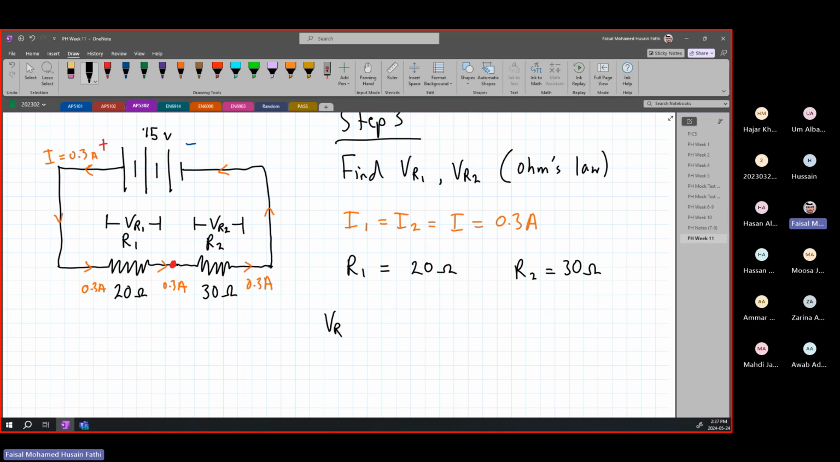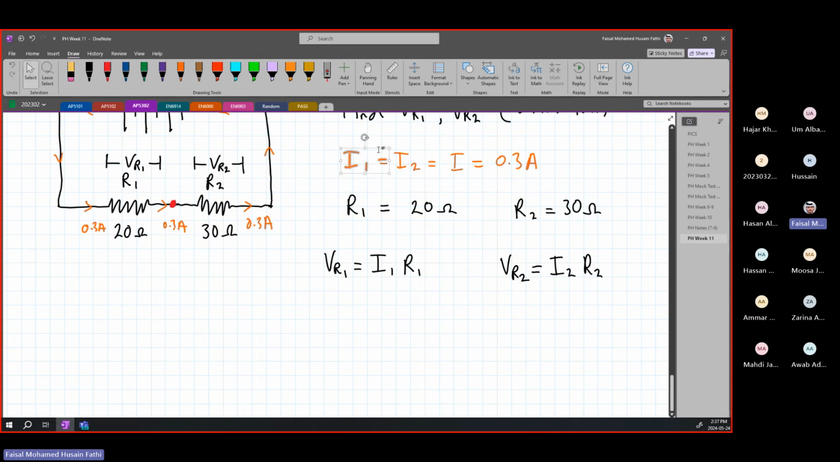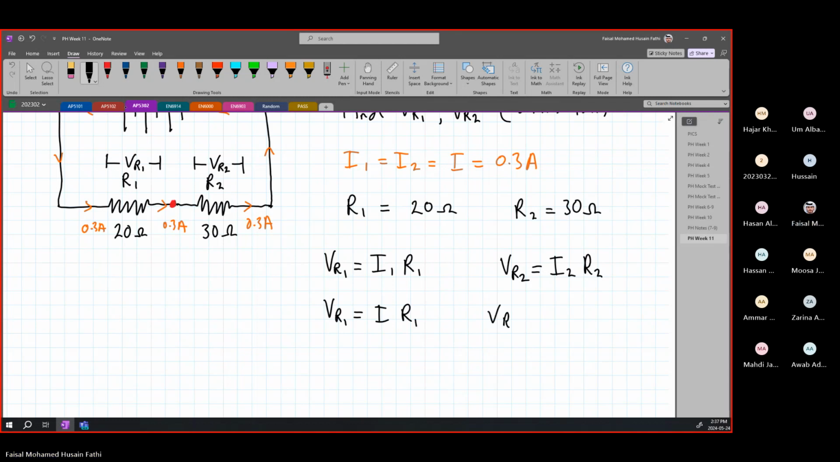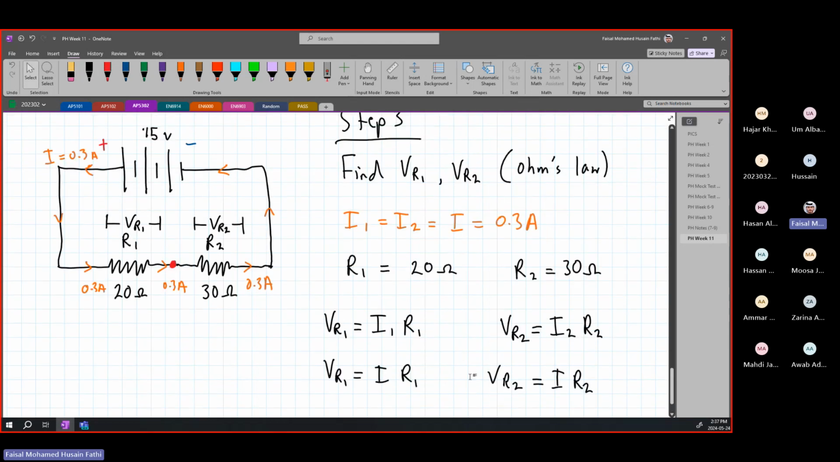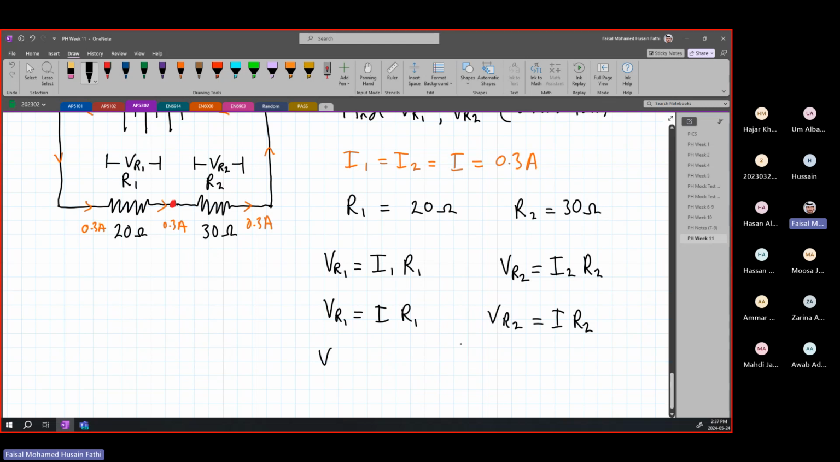So the voltage across R1 is going to be equal to I1 times R1. Same thing with VR2. Applying Ohm's law, we know it's going to be I2 times R2. But since I1 and I2 are equal, they're also equal to I, we can simply say that VR1 is equal to I times R1, and VR2 is equal to I times R2. It's the same thing because current is the same. And now we can just plug in our values for both to find out our voltage drop across each resistor.